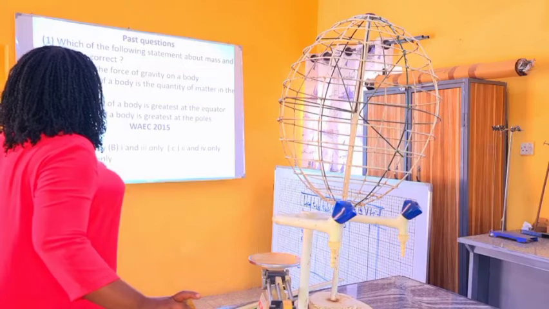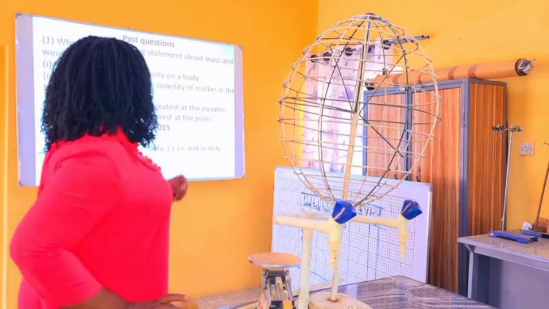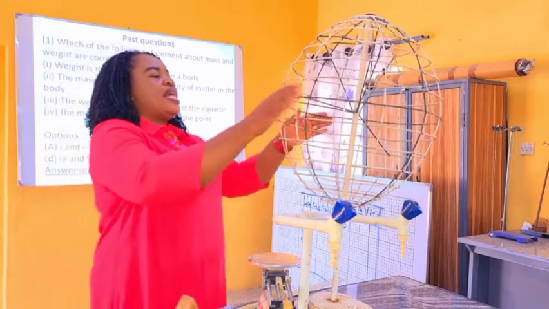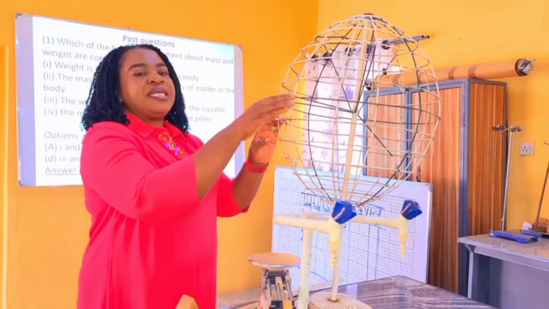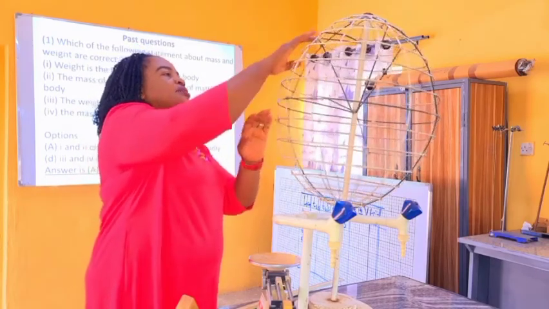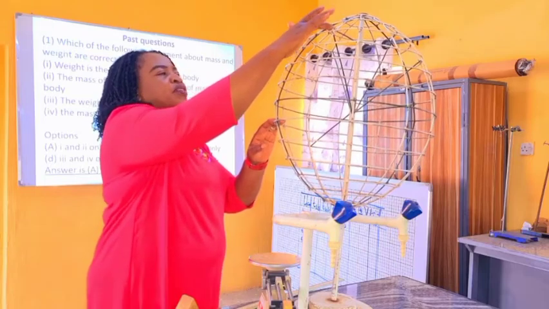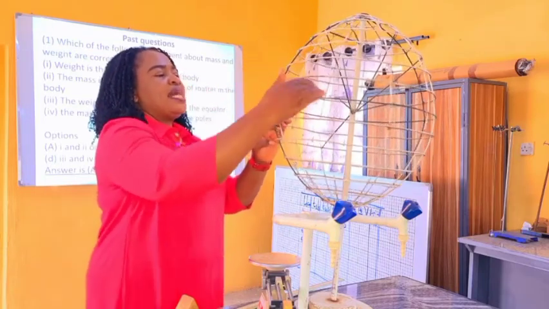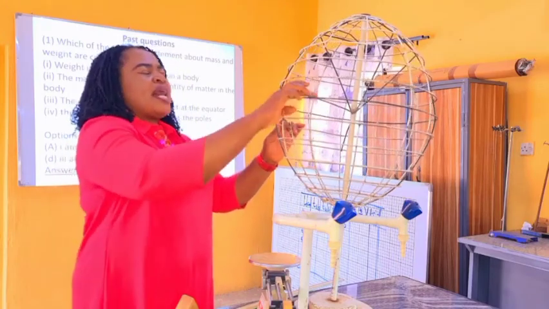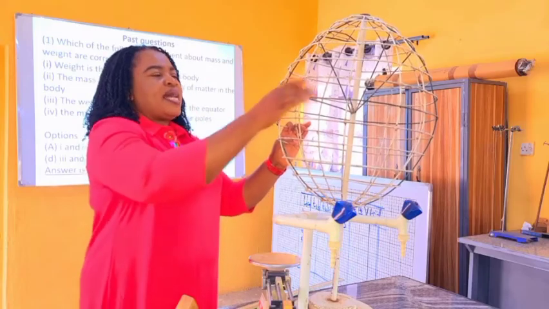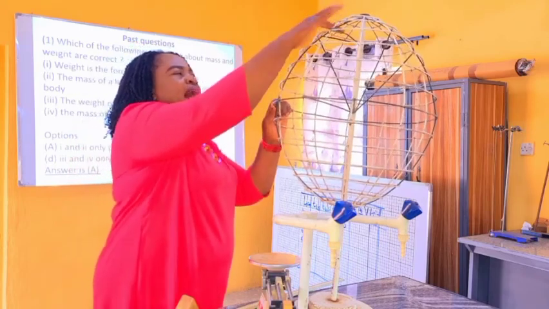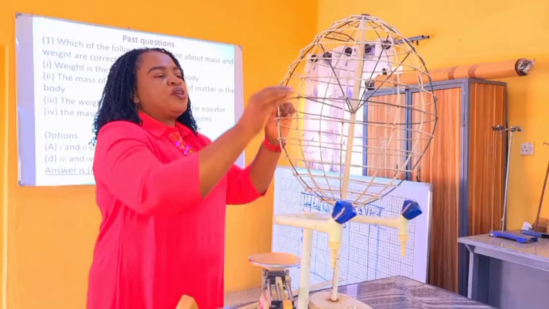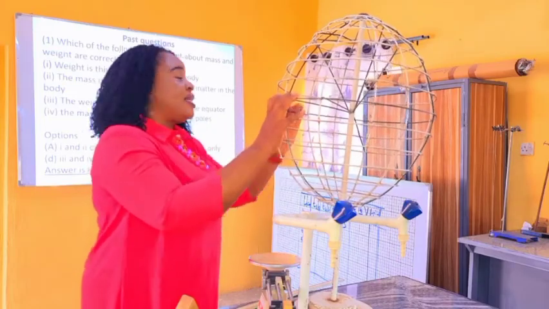And we are saying no. The weight of the body is not greatest at the equator. Here is our equator, and this radius at the equator is larger than the radius at the pole, here. Going by our equation, R is dividing, and R is greater at the equator, which will make g small. At the pole, R is small, which will make g big. So the weight of the body is not greatest at the equator.